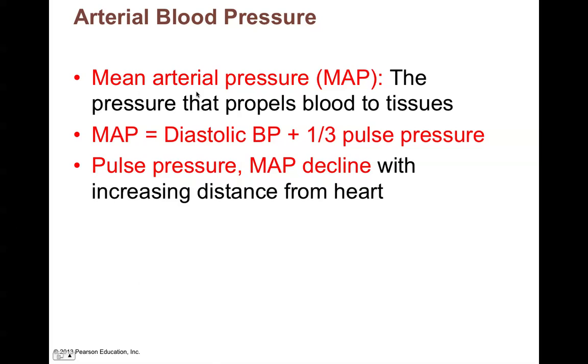There's something called mean arterial pressure, represented as MAP. This is the pressure that is propelling blood to the tissues. This mean arterial pressure equals the diastolic blood pressure plus 1/3 of the pulse pressure, or the difference between diastolic and systolic pressure. The pulse pressure and the mean arterial pressure decline with increasing distance from the heart.